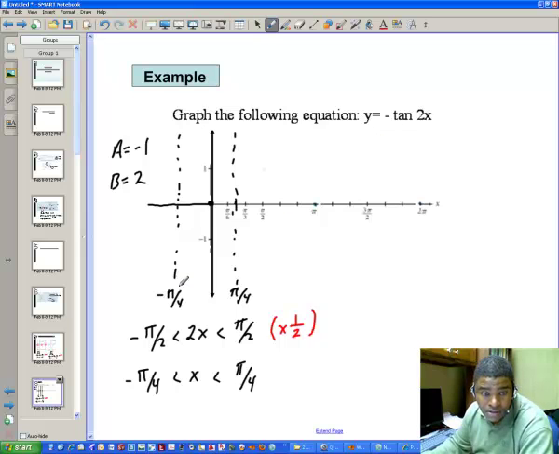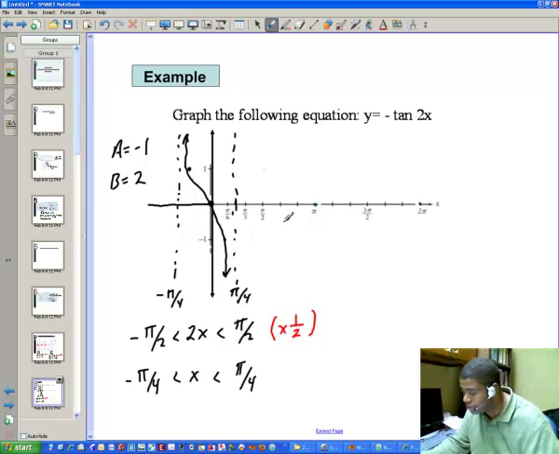Now remember, the tangent actually goes from left to right, but when it's negative, it's going to go from right to left. So this will be a value of actually 1 here, and this will be a value of negative 1 down here. So it's going to go from right to left. So have that shape on it, so we can actually graph that. That's what it would look like, and that's one cycle.